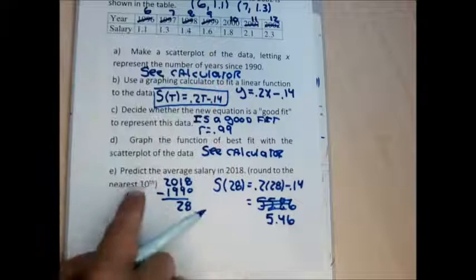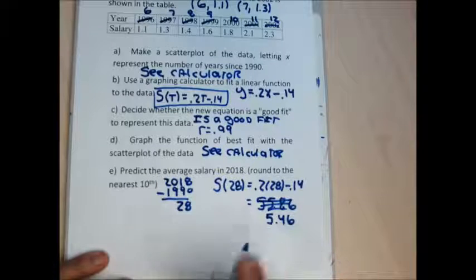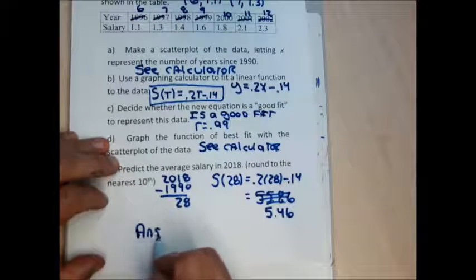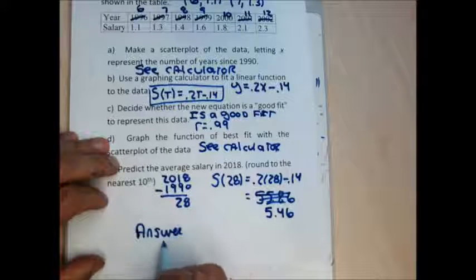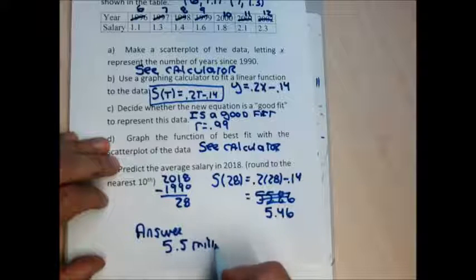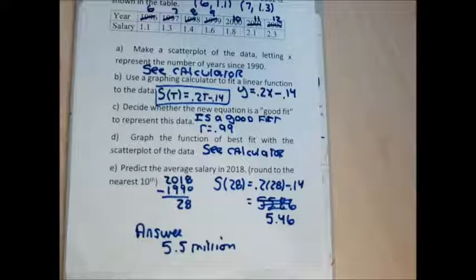The instructions said round to the nearest tenth, which is round to one decimal. I'm going to round that up to 5.5 million. And for my answer, I'm going to say 5.5 million for my average salary. If I wanted to write a sentence, I could say the average salary in 2018 should be about $5.5 million.